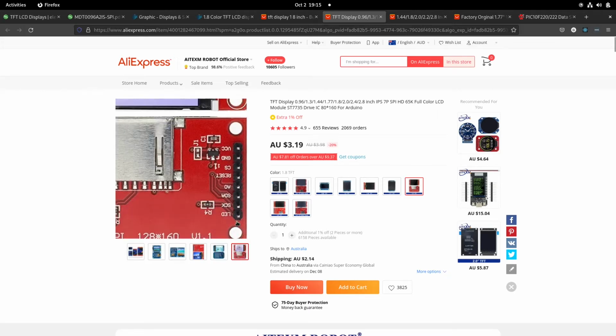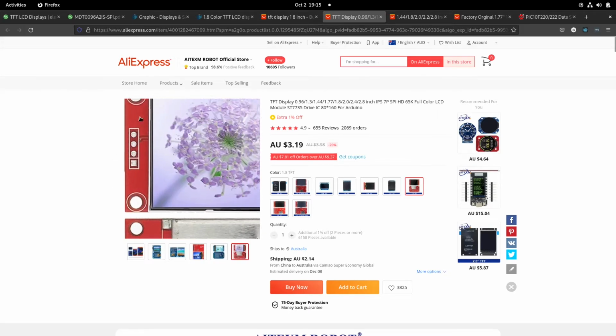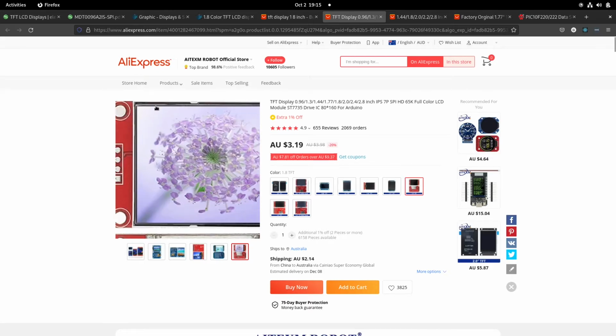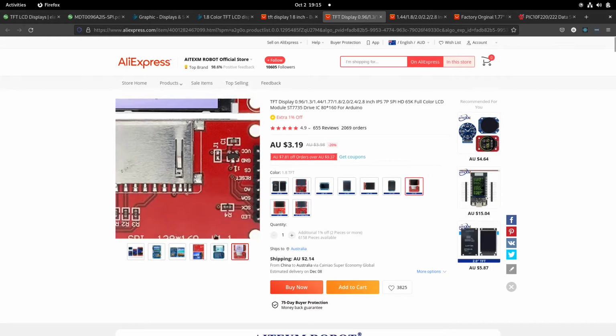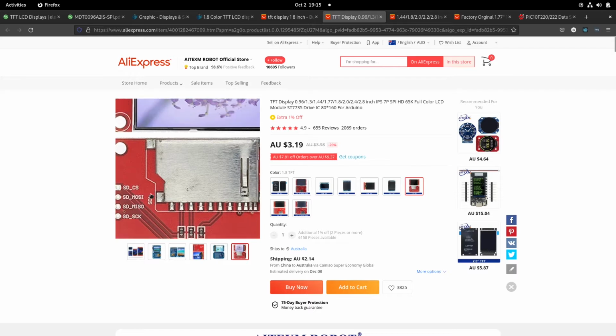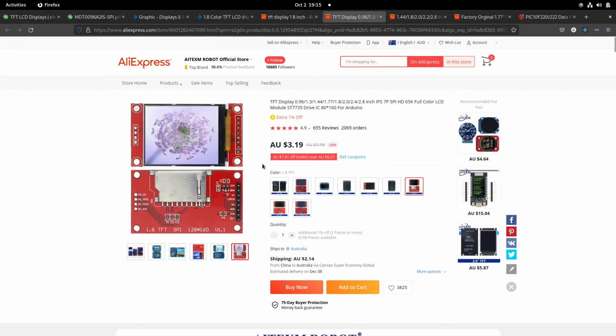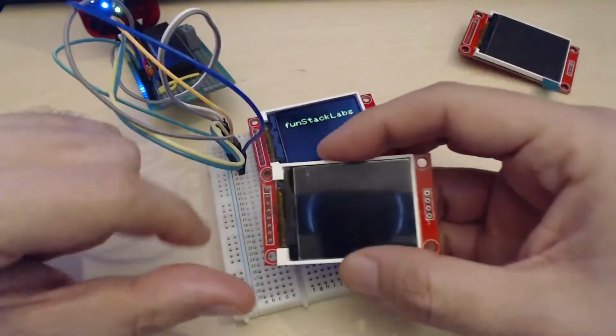One of the problems is that they all are different. There are slight dimensional differences, and slight differences with driving them. So it's a bit of a hit and miss, really. But they work for the price, and I think that's fair. Let's have a closer look at one of these screens.